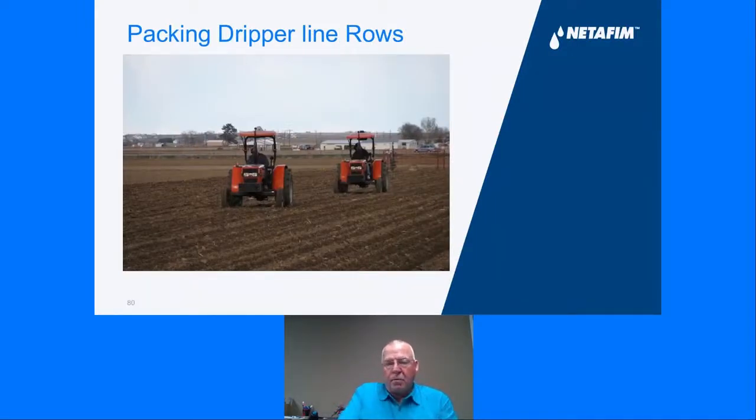After you do an injection, we go in here and we pack the dripper lines in. What that does is by packing the dripper lines in, that pulls around and seals up the soil so that it stops the rodents from having access down to the dripper line. It also seals in the moisture that you have when you plow in that tape.